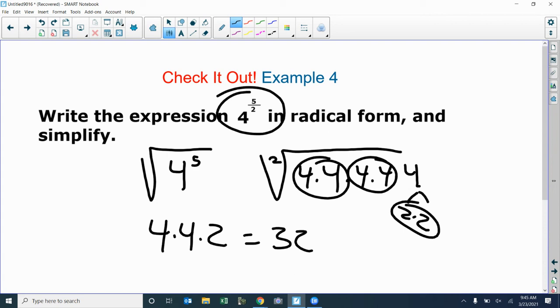How do you feel about fractional exponents? A little better, okay? You sure? Now we're going to start adding them and multiplying them.